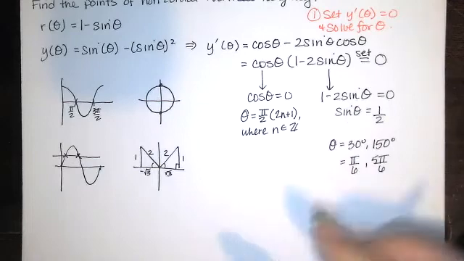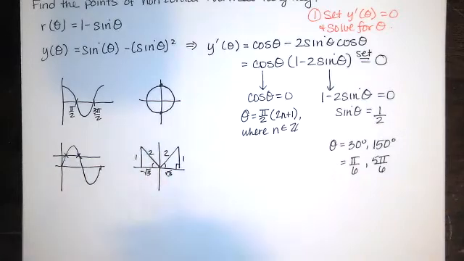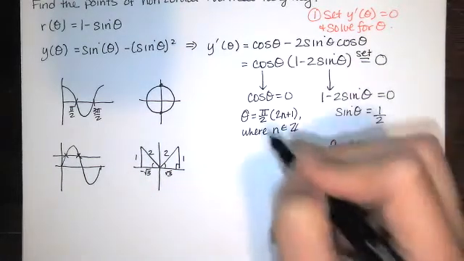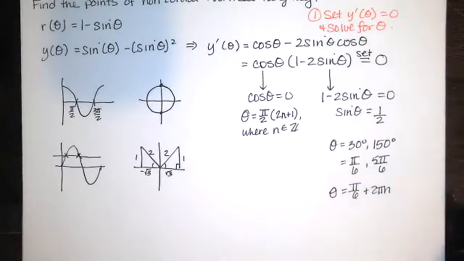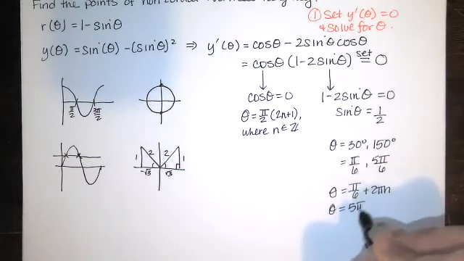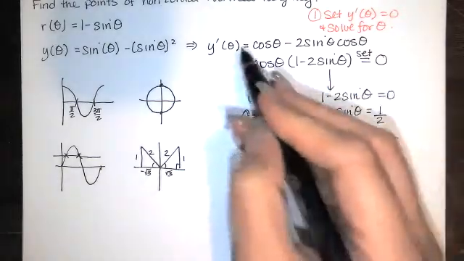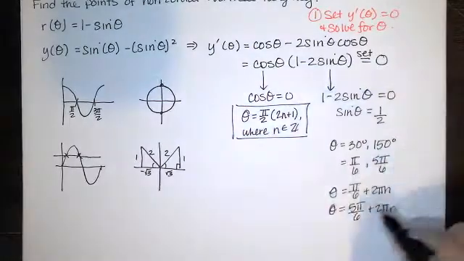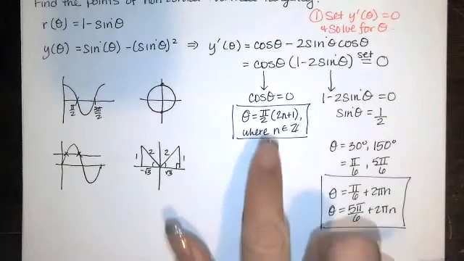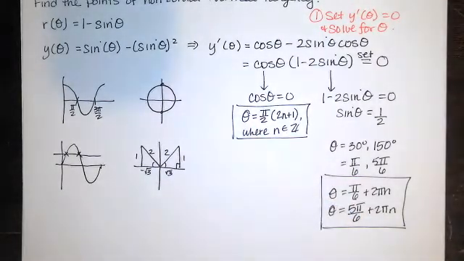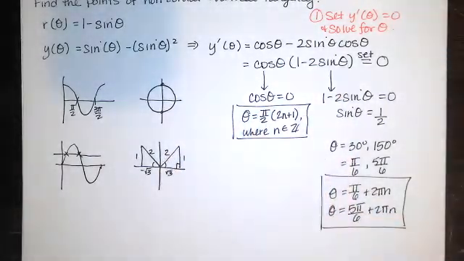That's on one period, but then we need to be able to add 2 pi as many times as we want. So this is theta equals pi over 6 plus 2 pi n, where n is an integer, and theta equals 5 pi over 6 plus 2 pi n, where n is an integer. So y prime is 0 here and here. Okay, so if x prime is not 0 at the same locations, then we have horizontal tangent lines at these values of theta.